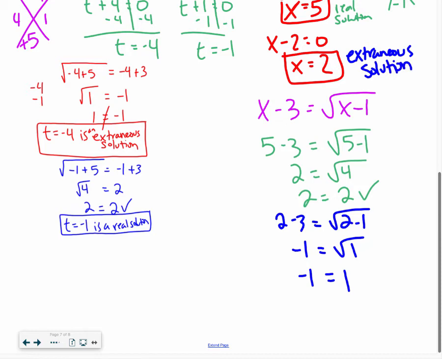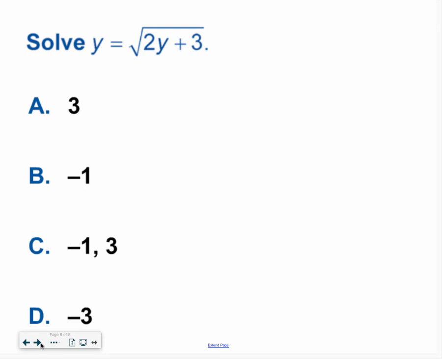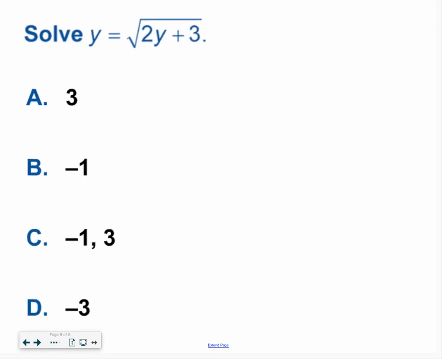Alright, why don't you go ahead and solve y equals the square root of 2y plus 3. You only need to list real solutions, I believe. Good luck. Hopefully you got letter A.